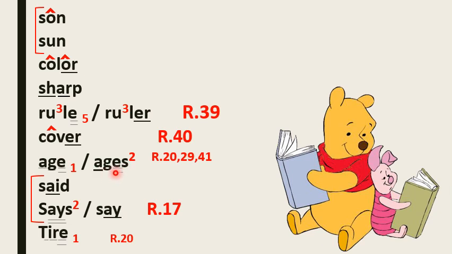And here we have plural, ages, okay? Here we have S. Why did I put 2 over S? Because it pronounces Z. Whenever you have S at the end for plural and it pronounces Z, you have to put 2 above it. And that will be Rule 29. Whenever you have a plural word with S, okay? When you want to make a word plural by adding S, it will be Rule 29.